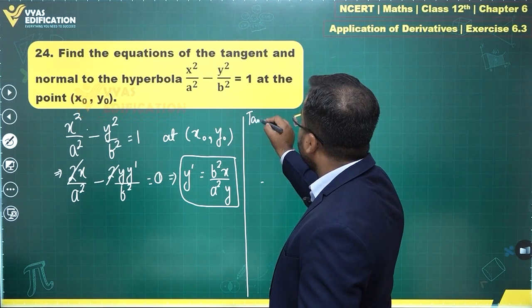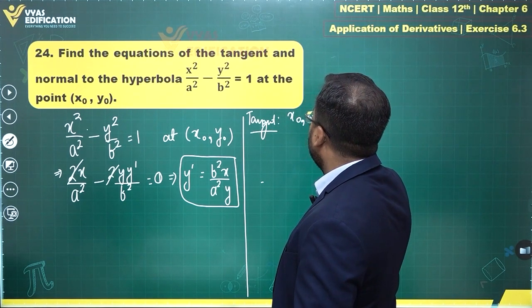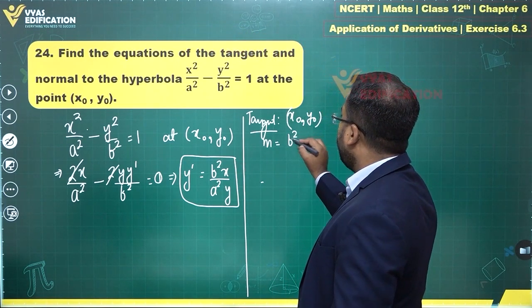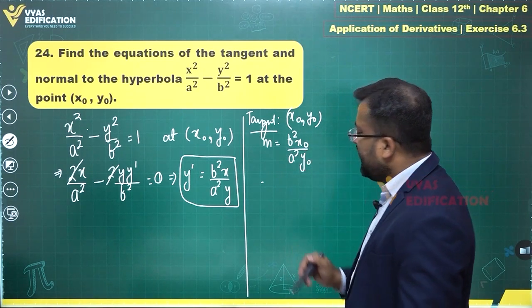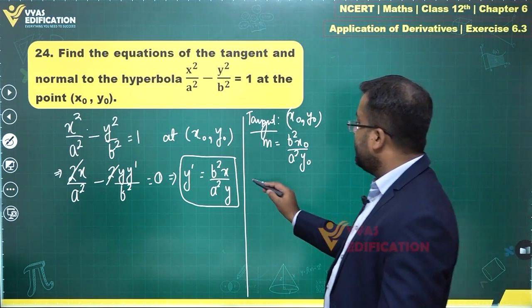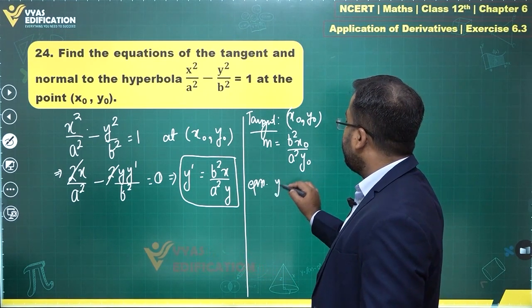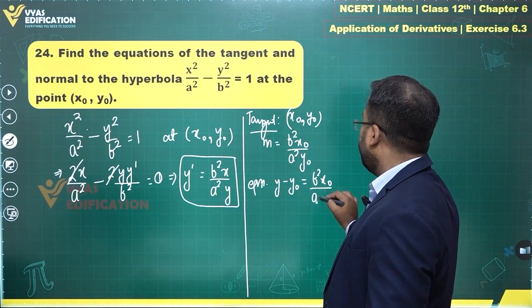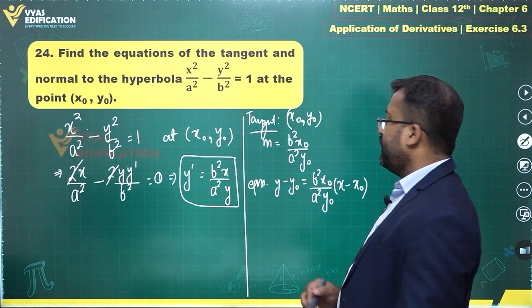So with the help of this I can easily write the equation of tangent. For tangent, what do we know? We know that the point is x0, y0. We know that the slope is b square x0 over a square y0. And with the help of this, I can write the equation very easily. Equation of tangent will be y minus y0 is equal to b square x0 over a square y0 times x minus x0. This is what you have.